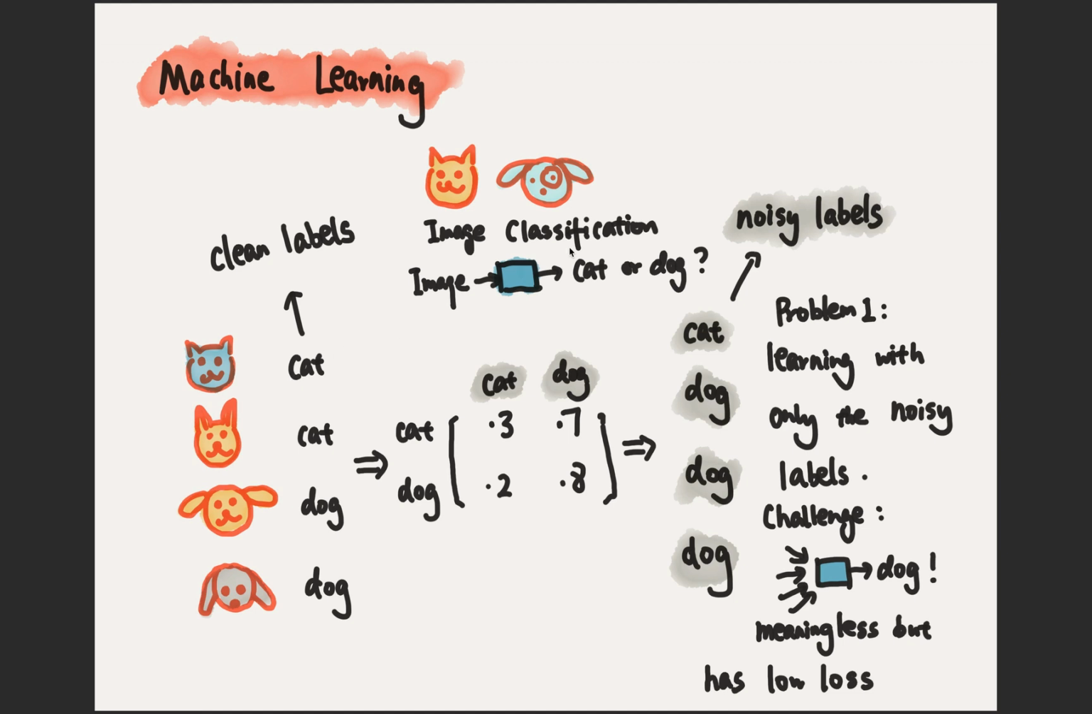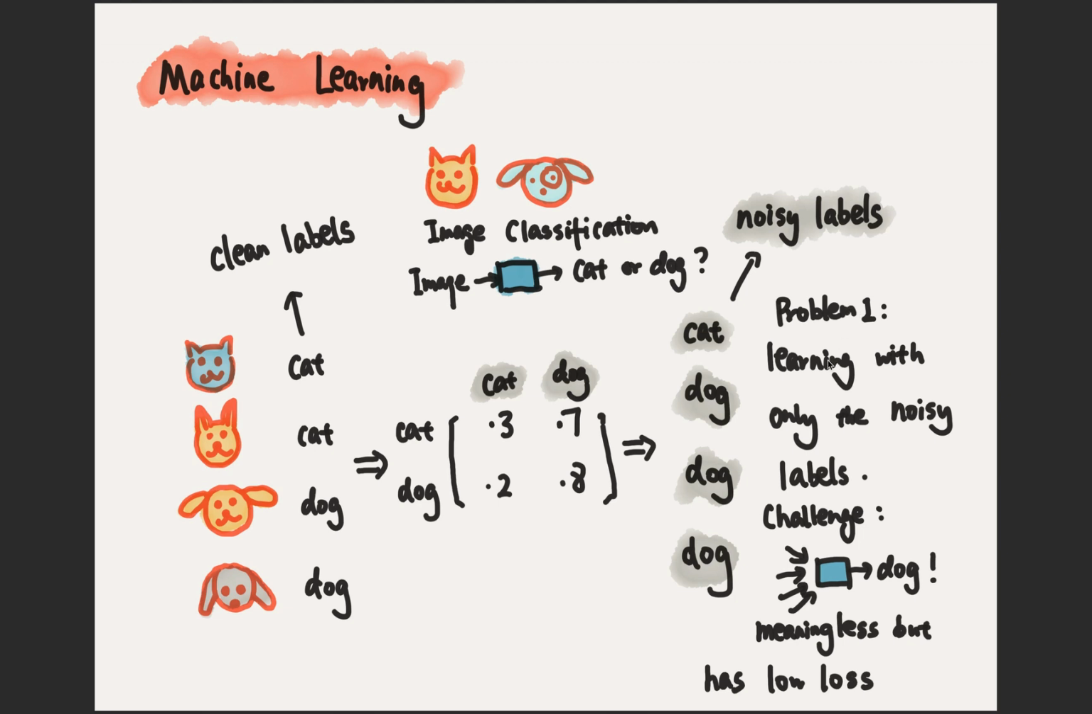But in some situations, we may only have noisy labels about this training data, especially in the medical image area. Sometimes it's pretty hard to get the pathological truth about the images, but we can easily get some noisy labels about images. And the problem is, how can we train on the data with only the noisy labels?